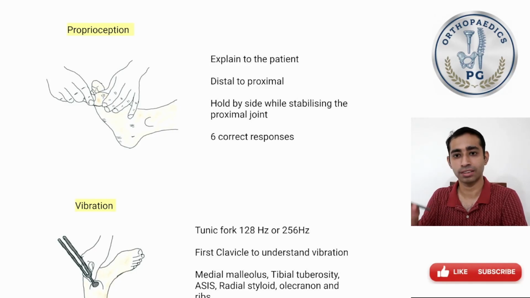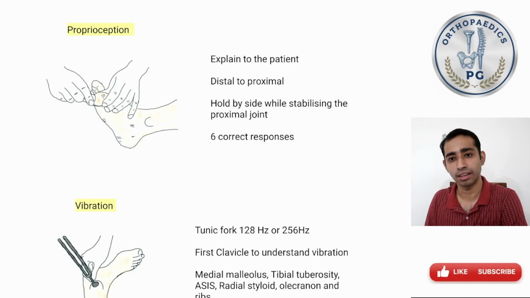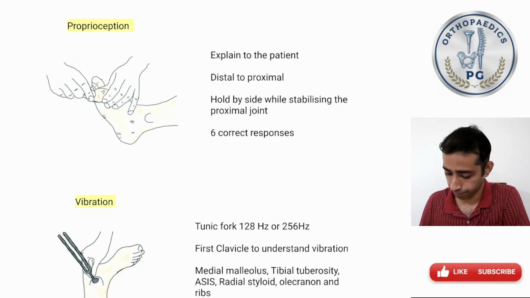Now we explain what is up, what is down, and then we move the limb in different directions, sometimes up, sometimes down, sometimes 3 times up, 2 times down, something like that, not in an orderly manner, rather in a random fashion. And then if there are at least six correct responses, then we consider that proprioception is good. So we go from distal to proximal. If the distal joint is okay, then we don't need to check the proximal joint.